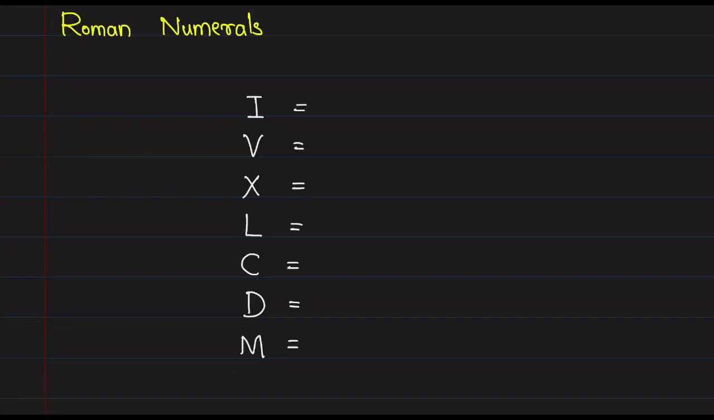Roman numerals. In this system, I means 1, V means 5, X means 10, L means 50, C means 100, D means 500, M means 1000. There are some rules we have to follow to write Hindu Arabic numerals as Roman numerals.